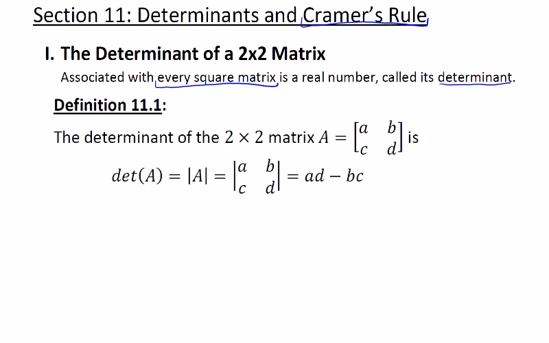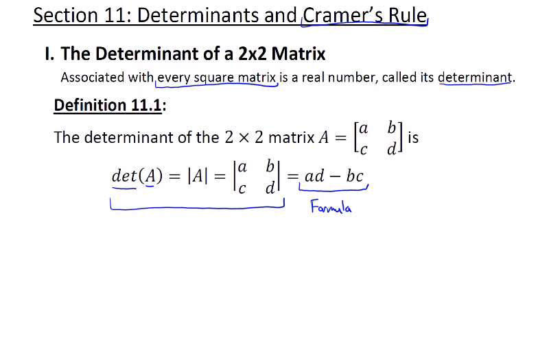So the calculation is right here. This is the formula that you need to be able to calculate the 2 by 2 determinant. Everything else is going to be ways of indicating that you should be taking the determinant. So you can use the abbreviation DET, where it says determinant of A.